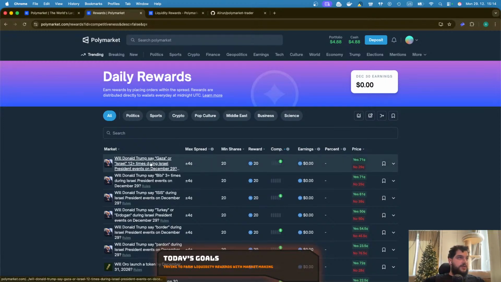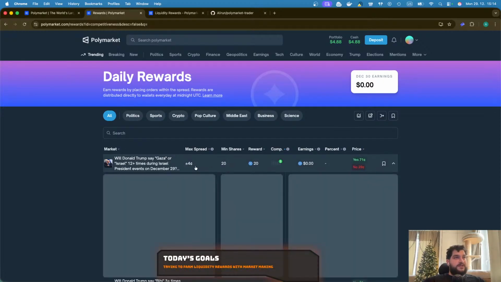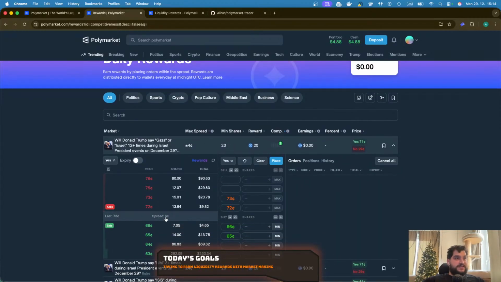Because you can see, if we just switch back to less competitive markets, this one resolves today about Trump saying something again, and minimum shares is 20 and maximum spread is 4 and current spread is 6. So basically there is no one earning this money right now, and we can just get in and do that. That looks interesting, so let's try this.